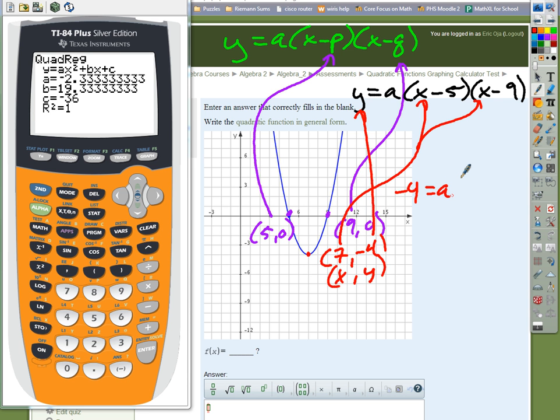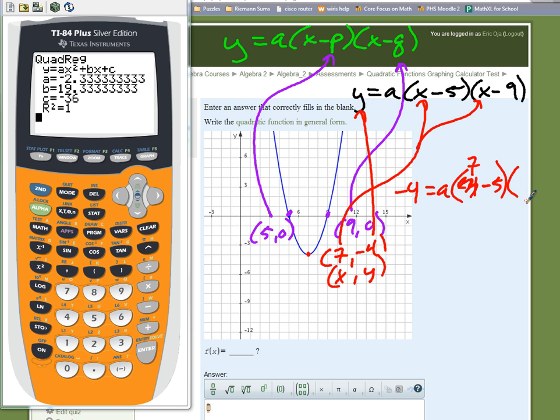And we would just get the answer negative 4 equals a times, what do we got? 7 minus 5 times 7 minus 9. So what is that? Negative 4 equals a times 2 times negative 2. Yeah, so I just get a negative 4a. So what is a then? If negative 4 equals negative 4a, it's just 1, isn't it, if I divide both sides by negative 4. So a equals 1.